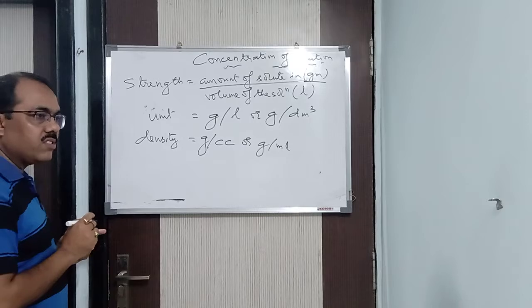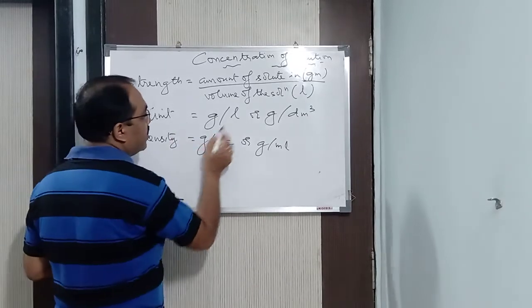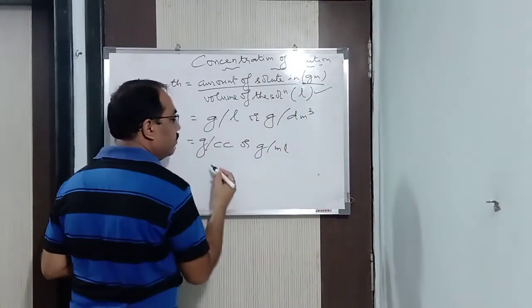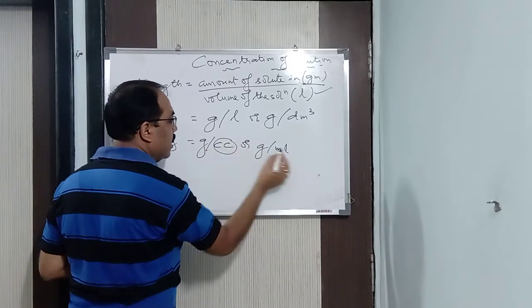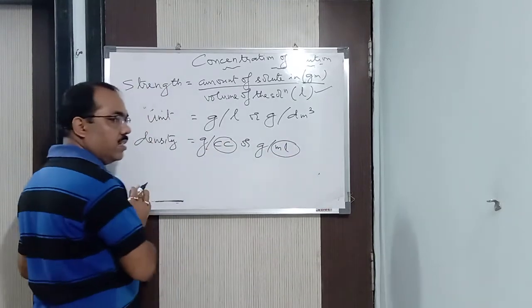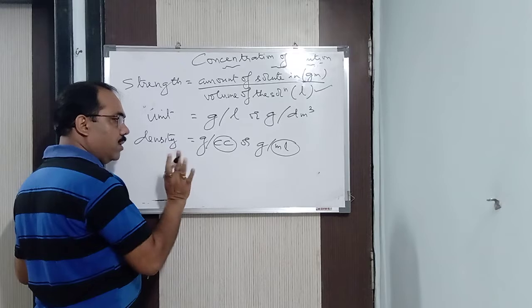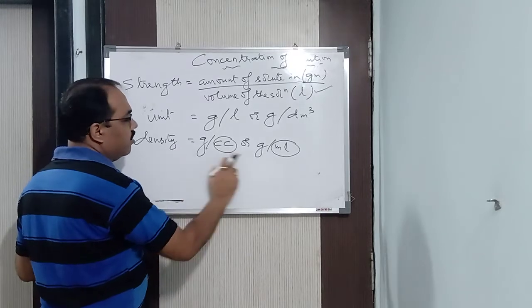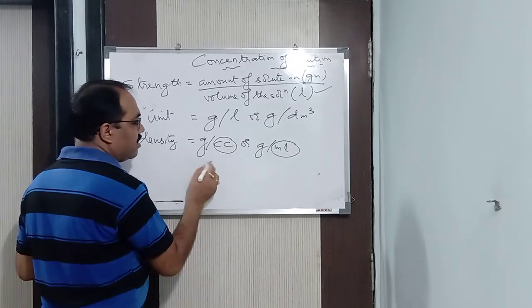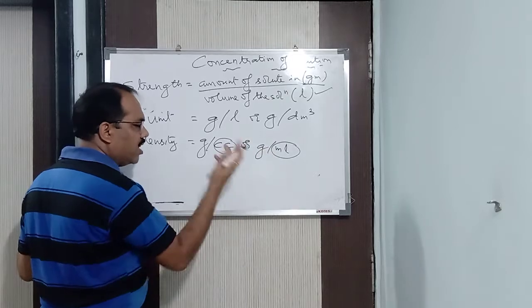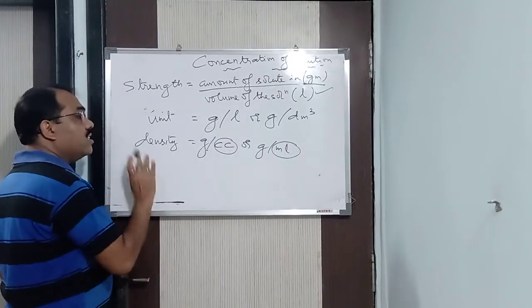Understood? The difference between strength and density is that in case of strength, the volume is always in liter, and in density it is in cc or in ml. Understood this particular thing? Clear? So CGS unit is gram per cc or gram per ml, and SI is kg per meter cube. You have studied density. So that's the difference.